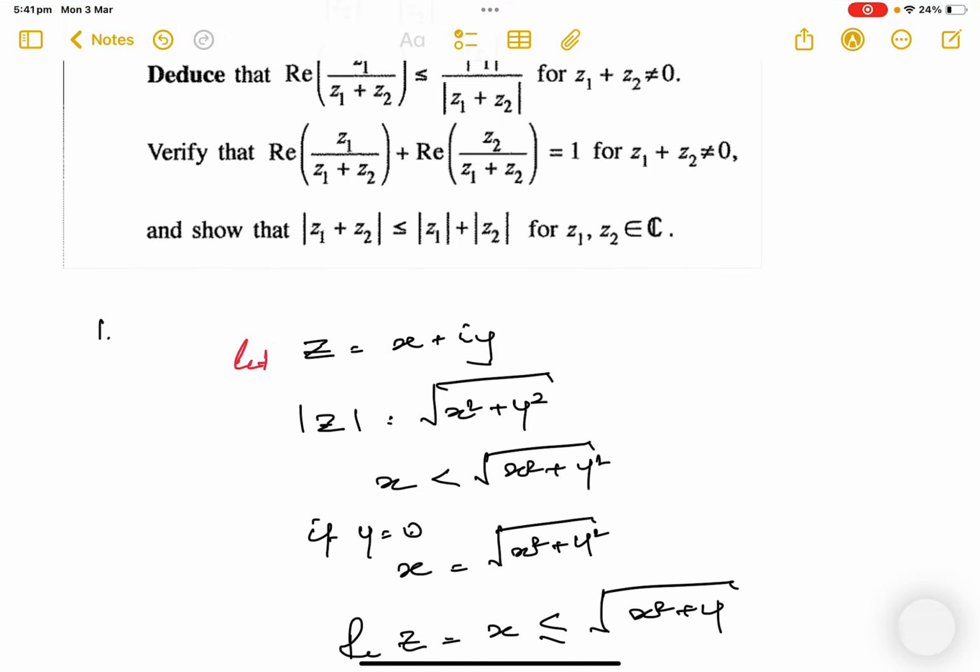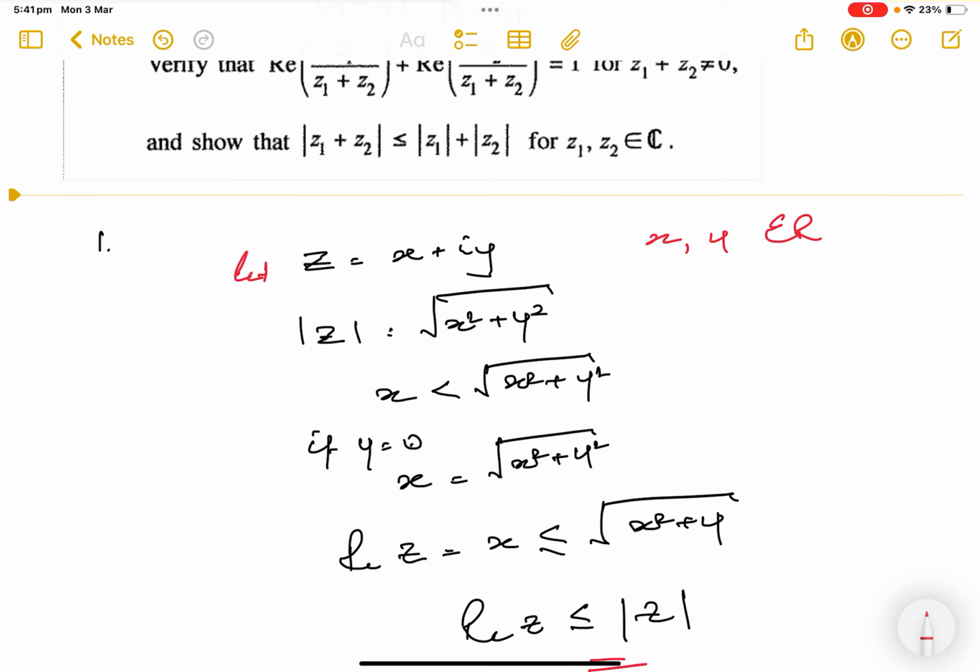So let Z equal X plus iY, which is the standard format, and X, Y are real numbers, elements of the reals. The modulus of Z, again by the standard property of complex numbers, equals the square root of X squared plus Y squared. X squared and Y squared are positive. So X, Y are real, and X squared, Y squared are positive.